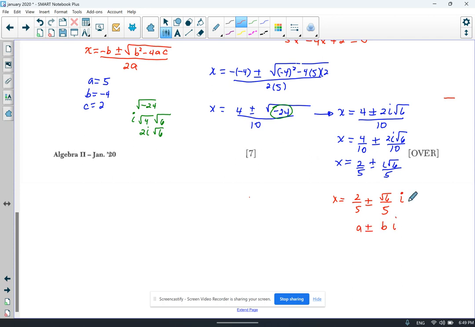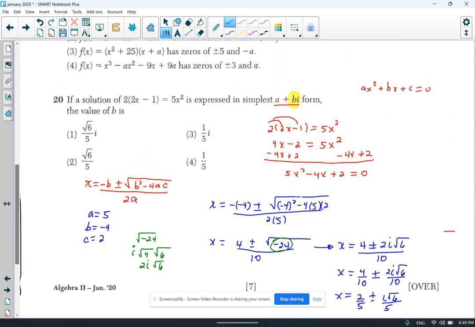Now they want the b. The b doesn't include the i, and that was a trick problem. That was nasty of them to do. But if you look closely, the reason why the answer is choice 2 versus choice 1 is they only wanted that coefficient of b. I hope this helps, and see you tomorrow.